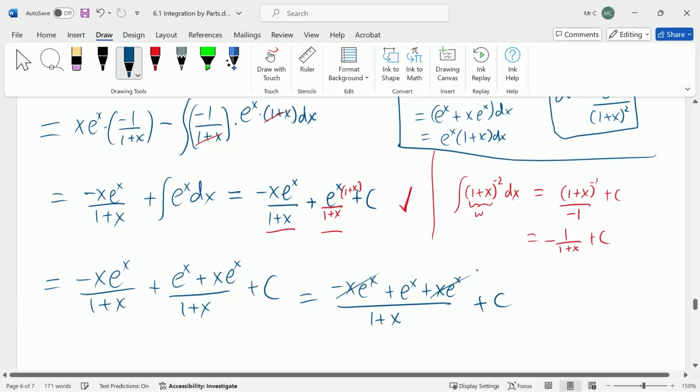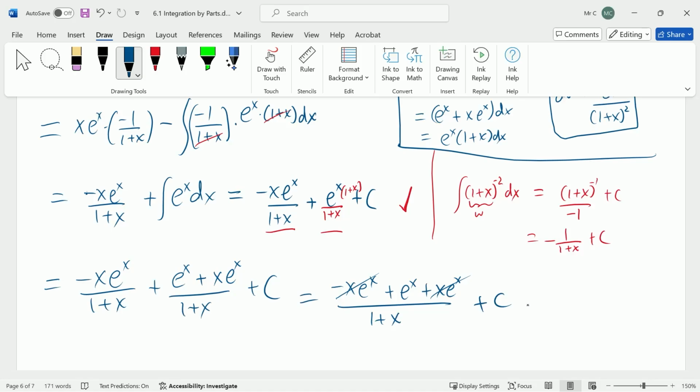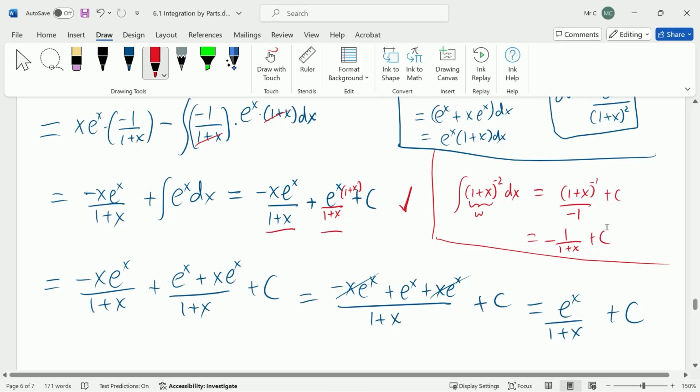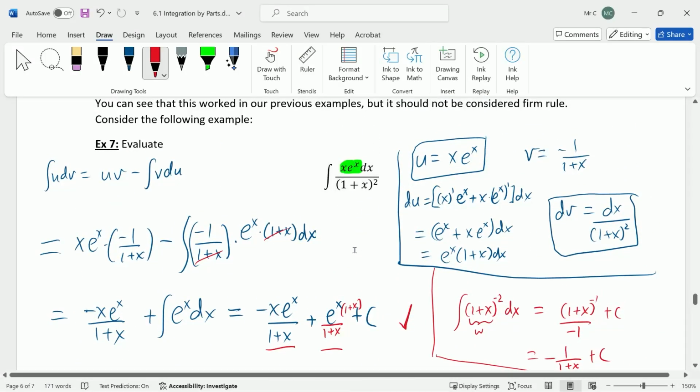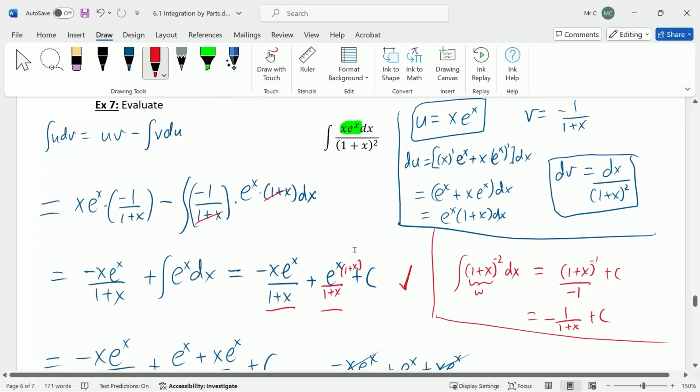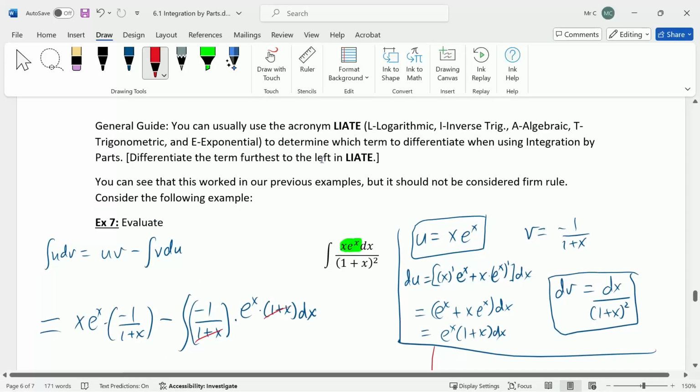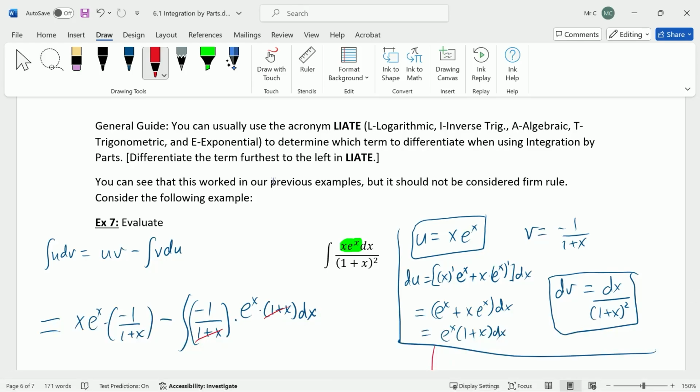And the negative x e to the x cancels the x e to the x. So this cleans up to just e to the x over 1 plus x plus a constant. Okay, that's it for that one. So again, this example is just to demonstrate primarily that sometimes you've got to think outside the box. Even though you can use this LIATE as a general suggestion, you shouldn't be trapped by it. Try to think about these problems in other ways, like, hey, what kind of thing, if I take the derivative, makes this problem simpler to work with?